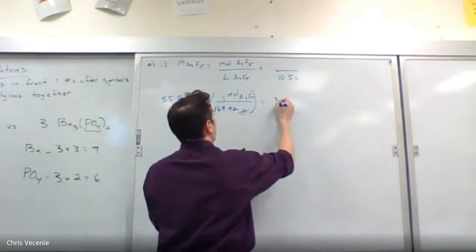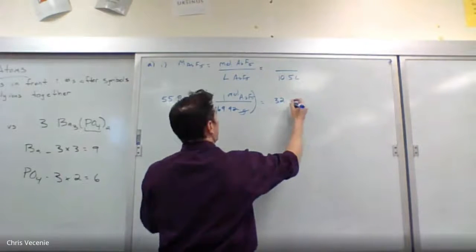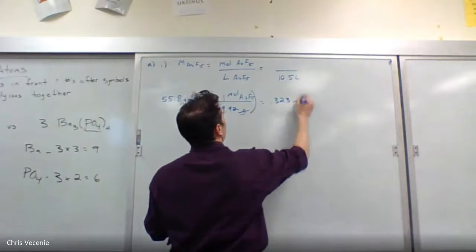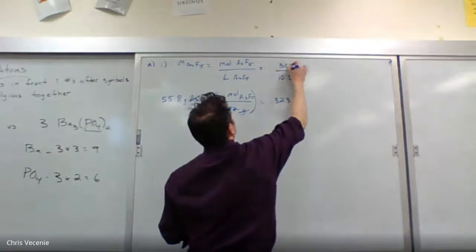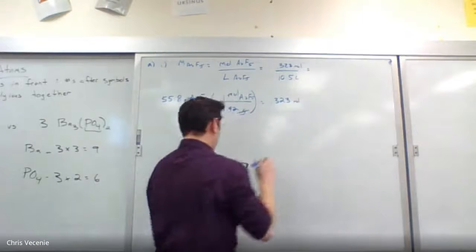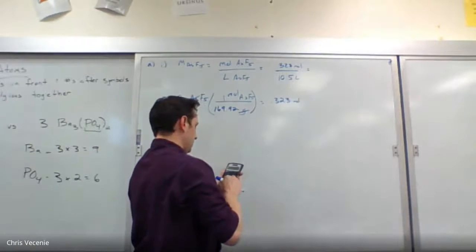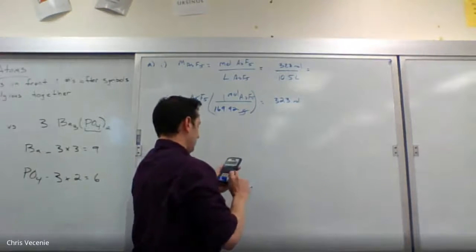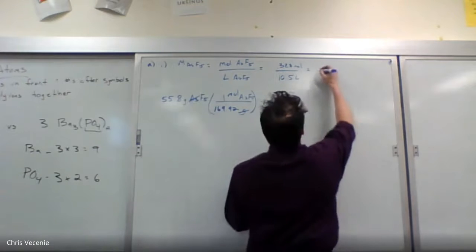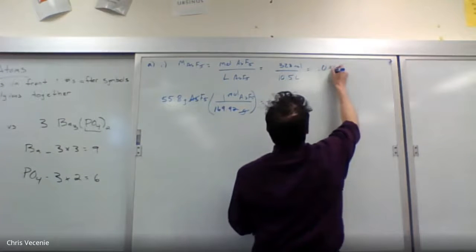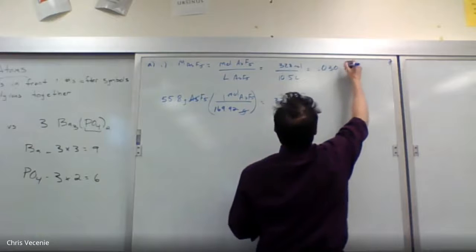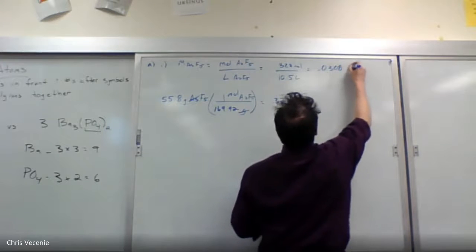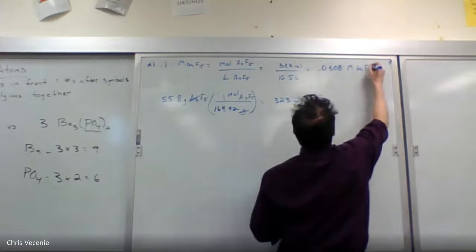That gets us 0.323 moles, and we plug that in up here. All right, so it looks like we get 0.0308 molar AsF5.